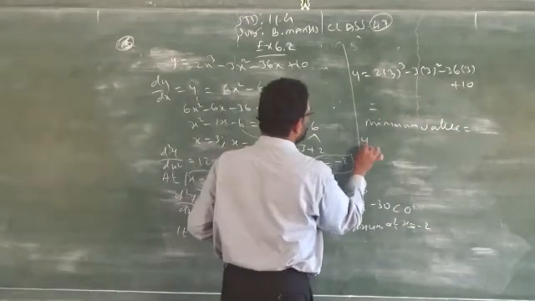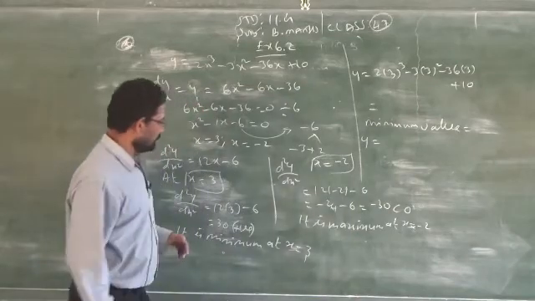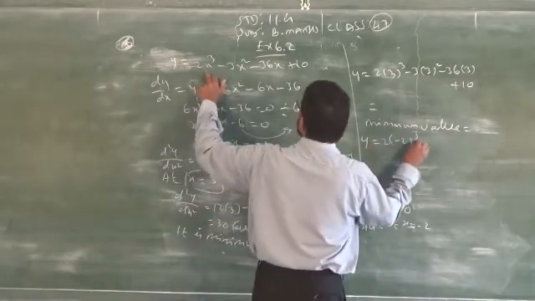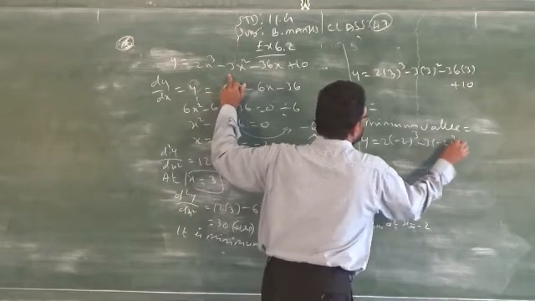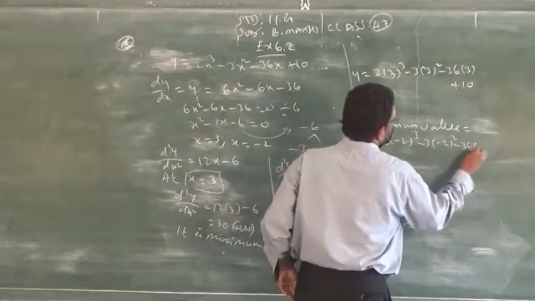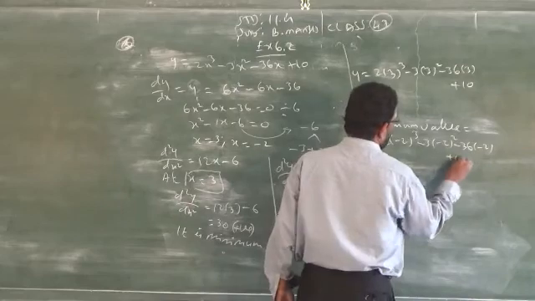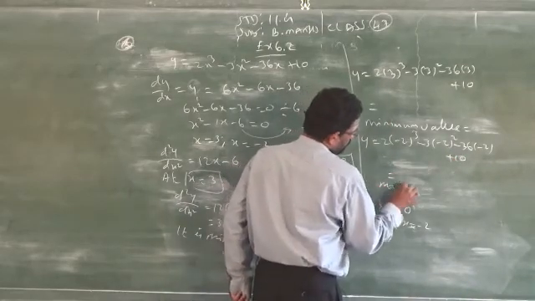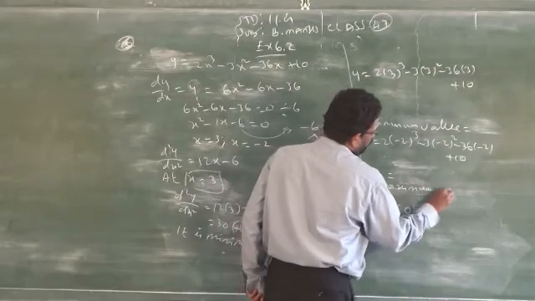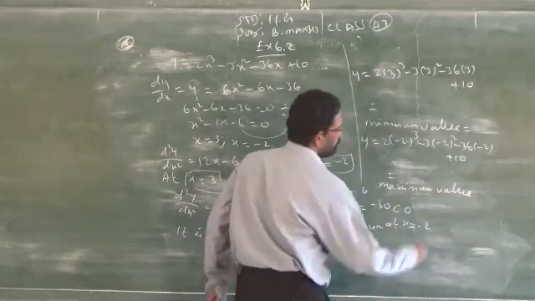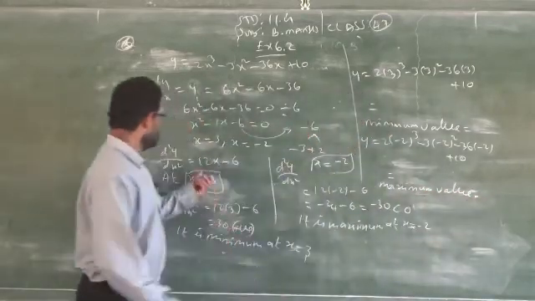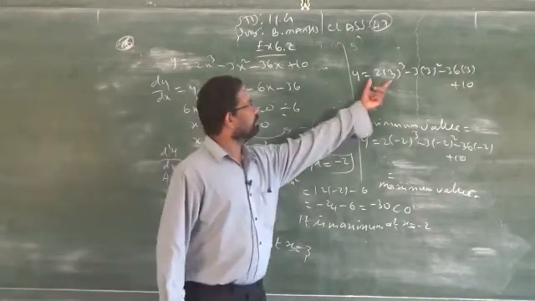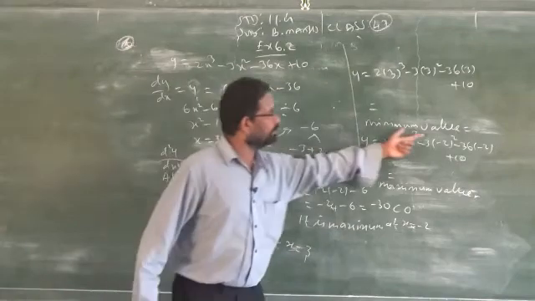Then again you have to replace x with one more point, minus 2, in the same question: 2 of minus 2 cube, minus 3 of minus 2 the whole square, minus 36 of minus 2, plus 10. You will get one answer, that is the maximum value. Because when I replaced x equal to 3 in the second order, I got minimum. Therefore, when you replace x is equal to 3 in the question, you will get only the minimum value.